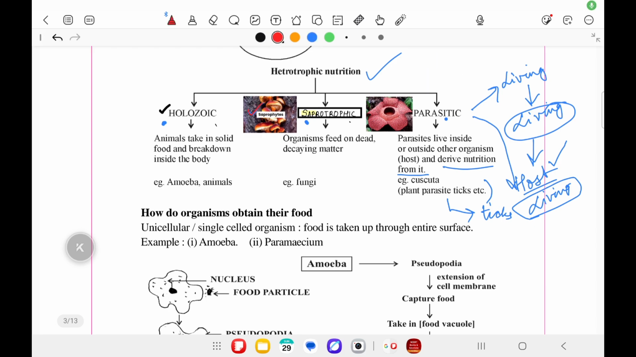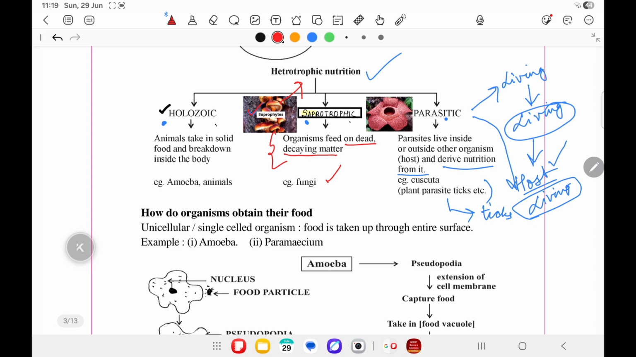Next is saprotrophic nutrition. These organisms are known as saprophytes. They are different from parasitic organisms because they feed on dead and decaying matter. Example, fungi. These are pictures of one kind of fungi.